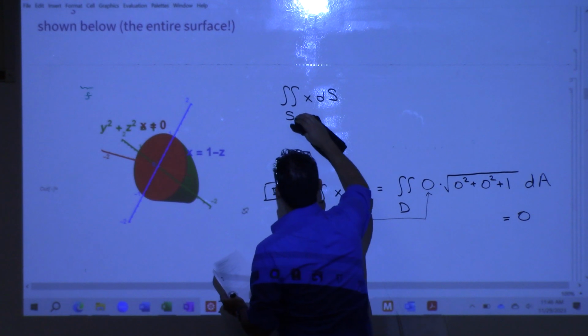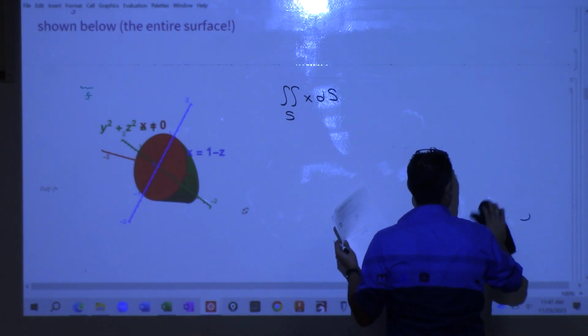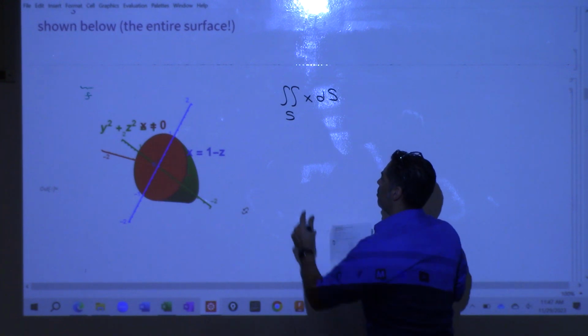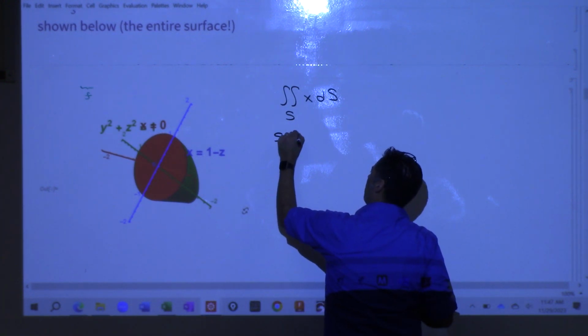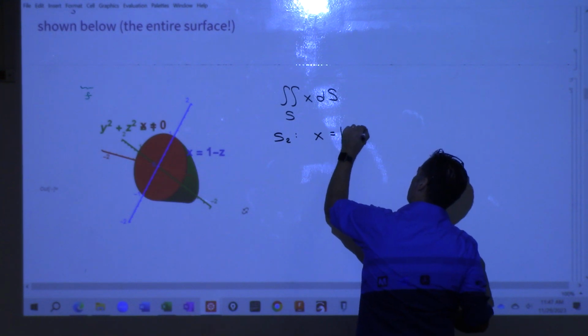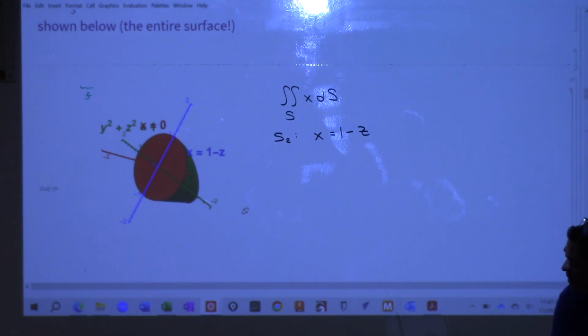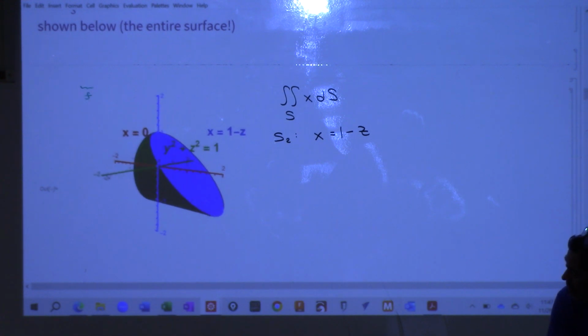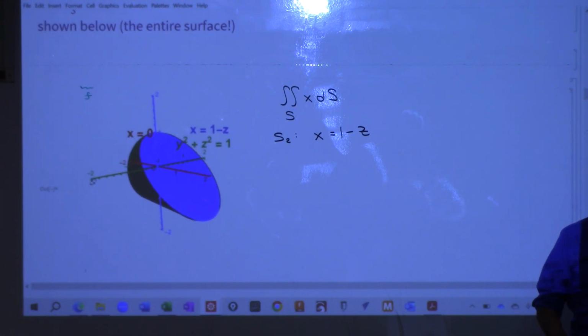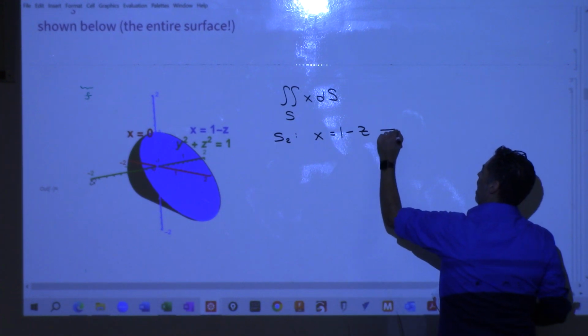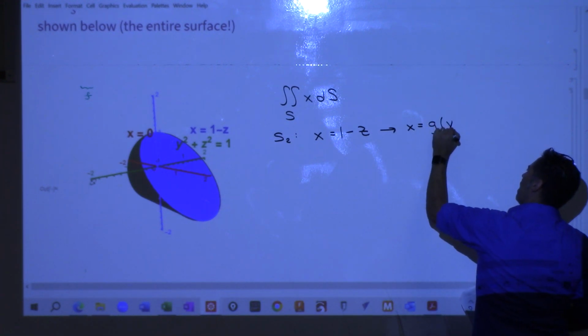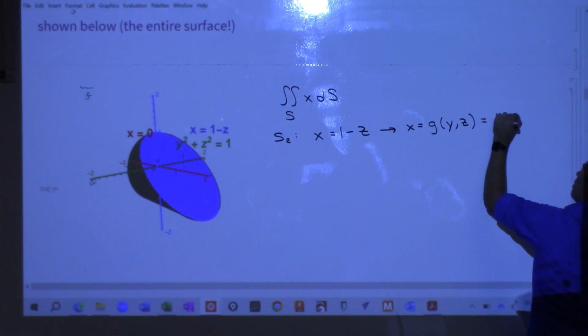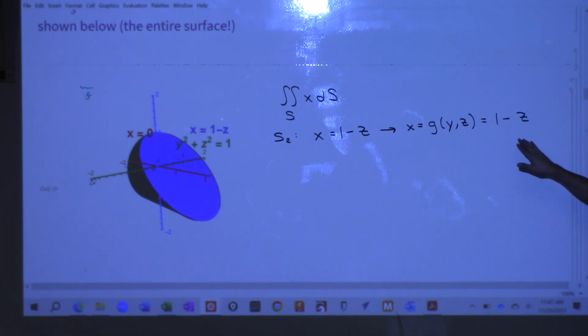So now let's do S2. S2 was the blue one, right? So S2 was x equals 1 minus z. Now look, the blue one is much like the red one, right? The domain lives in the yz plane again. You can tell from this that x here is some function of y and z. In this case, it's 1 minus z, isn't it? There's no y, but it's okay. It could be 0y.